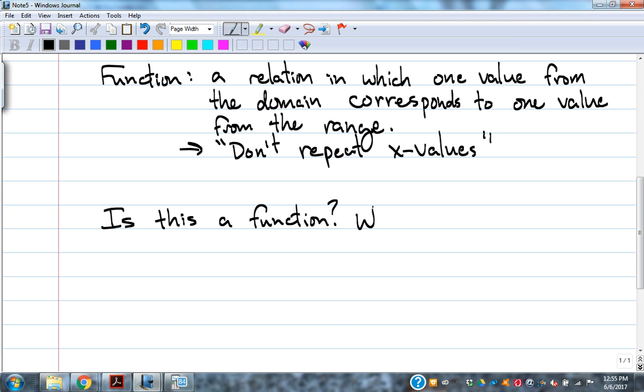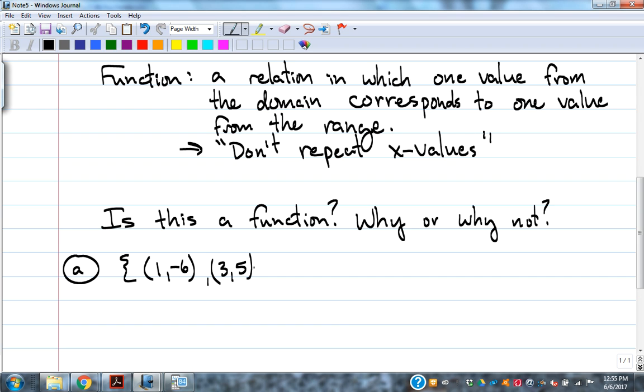And then, of course, the teacher question, why or why not? So always it's a good question to ask. So we have ordered pairs (1, -6), (3, 5), (-2, 4), and (7, -13). So here's our relation that we have here, and we want to decide, is this a function or not? So we're looking at what values to decide if this is a function.